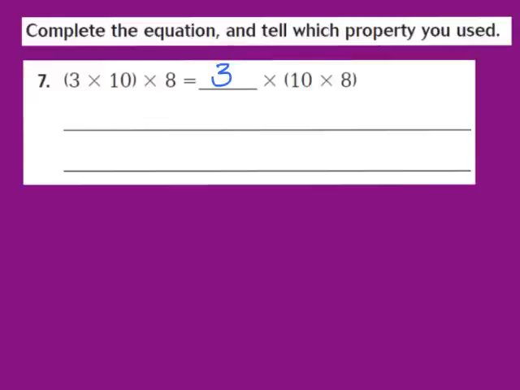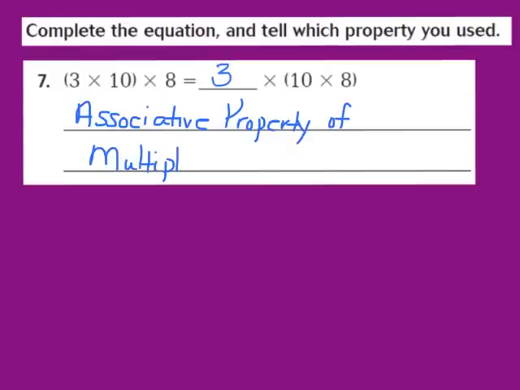Now I'm going to ask myself, what property is being used? So when I look at this problem, I notice first of all that on the first side of the equation, the 3 and the 10 are grouped together. And on the second part of the equation, I notice that the 10 and the 8 are grouped together. So when we're talking about grouping, that deals with the associative property. So I'm going to write down associative property. Now I look back at my problem, and the problem involves multiplication. So it's the associative property of multiplication that's being illustrated.